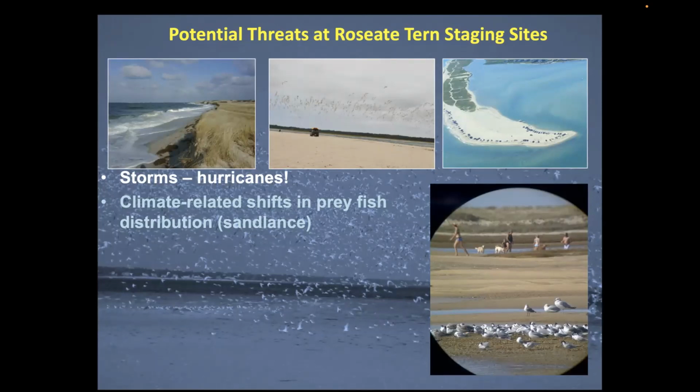There's also climate-related shifts in the prey fish, which are going on. Sand lance are being moved out of the area as the waters get warm, and they're being replaced by other cold water species, which are bigger, and the birds don't do as well. They either can't catch them or they're too big for them to feed their young. Next.